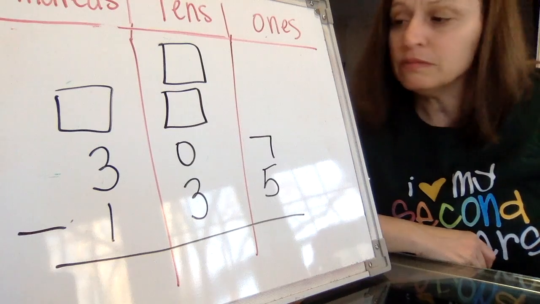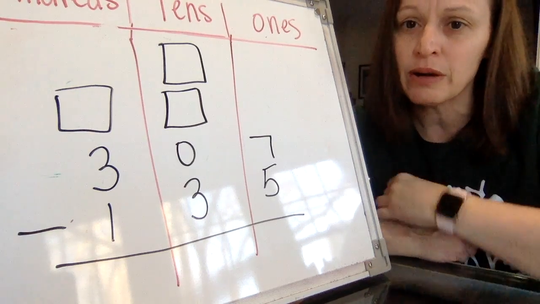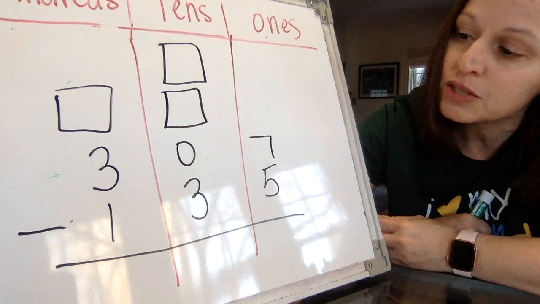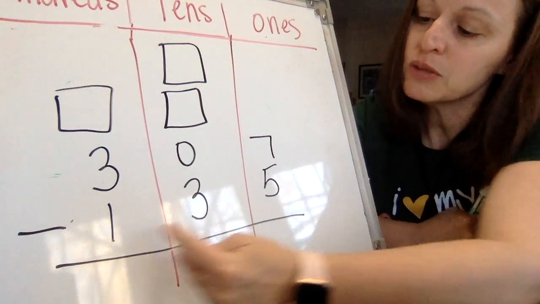All right, so I have a problem here. It's not one in your book. I wanted to give you something that you didn't have in your book first. And this problem says 307 minus 135.